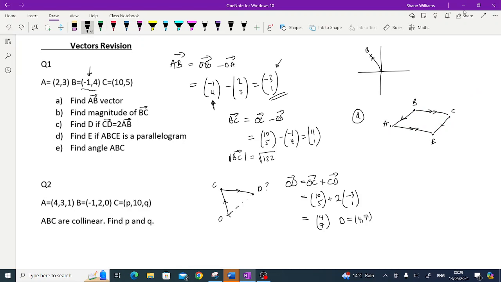And I want to find out where E is. So I want to know OE. Now, I don't know much about E, but I do know about some other things. I could go via C, for example. So I could say O to C plus C to E, and that's good because I know about C to E.